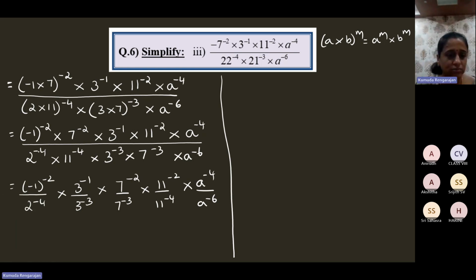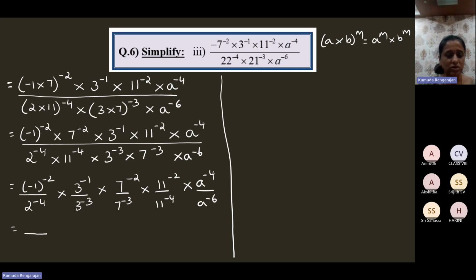So we've written these two, -1, the whole power -2 by 2 to the power -4 into base 3, base 3, base 7, base 7, base 11, base 11, base 8, base 8. Now, when bases are same and it's division, we subtract the powers. Before that, what do we do with this? Here the power is negative. In both of them, the power is negative. You want to make it positive. So just exchange their places.